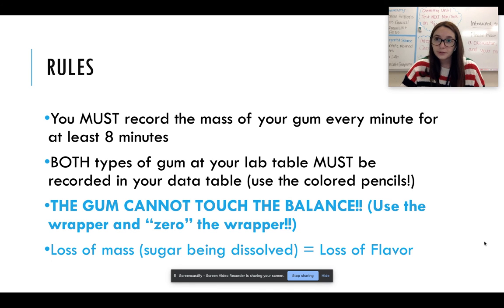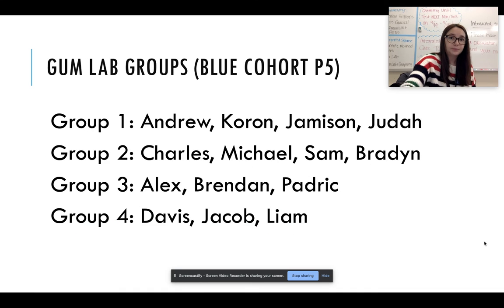The rules are that you have to record the mass of your gum every minute for at least 8 minutes. You're going to start with 0, so you get time 0, and then every 1 minute, 2 minute, 3 minute, 4 minute. Both types of gum at your lab table must be recorded in your data table. You're going to use colored pencils that I'll have out, and the gum cannot touch the balance. So you have to use the wrapper and zero out the balance with that. Remember, your loss of mass, which is your sugar being dissolved, equals your loss of flavor.